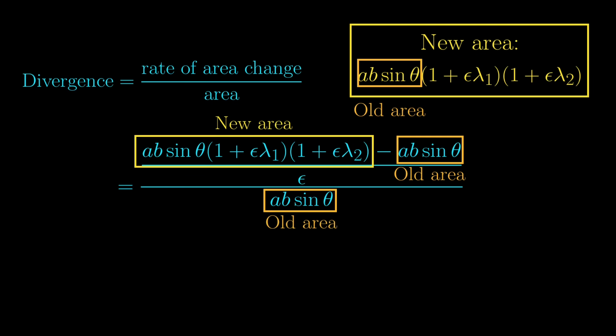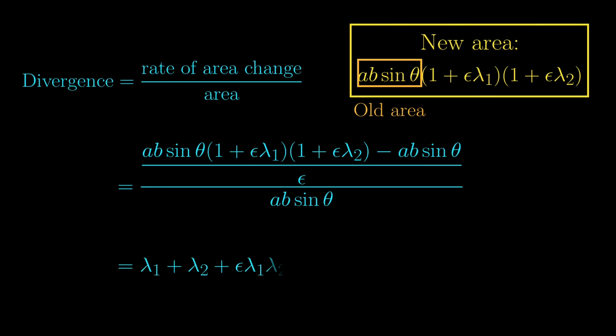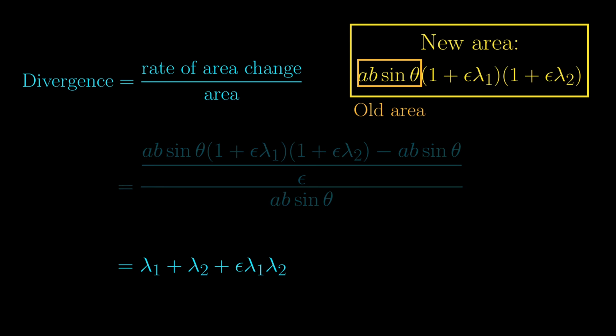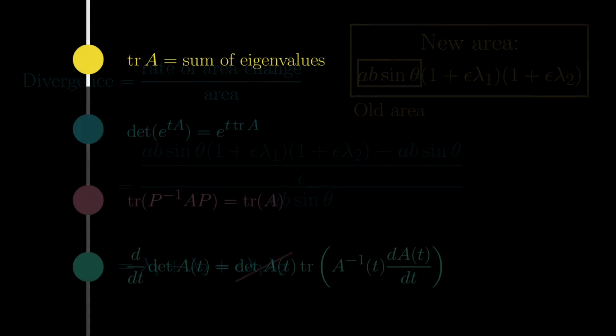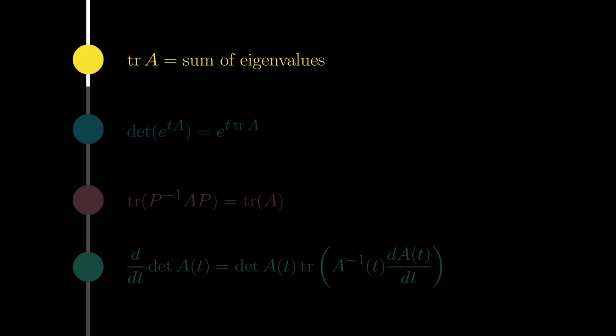If you really compute this, we would have lambda1 plus lambda2 plus a small bit involving epsilon. However, as epsilon tends to 0, the epsilon bit does not contribute and we are left with the sum of eigenvalues. So the trace is the sum of the eigenvalues in this illustration. So this is the first property of trace.